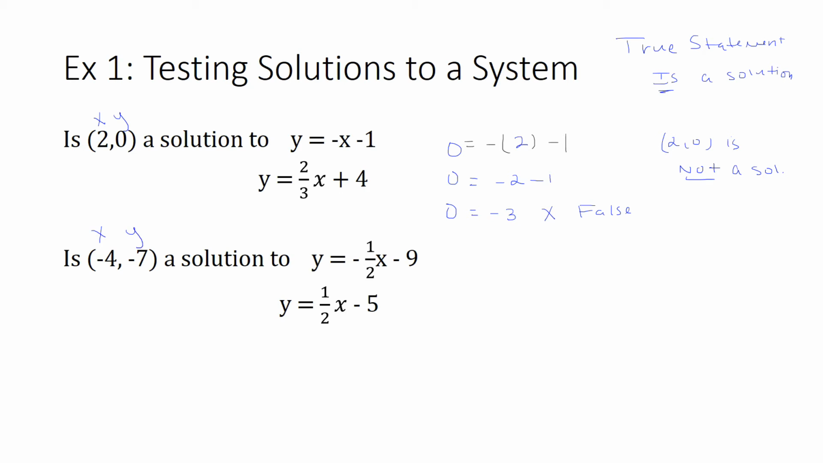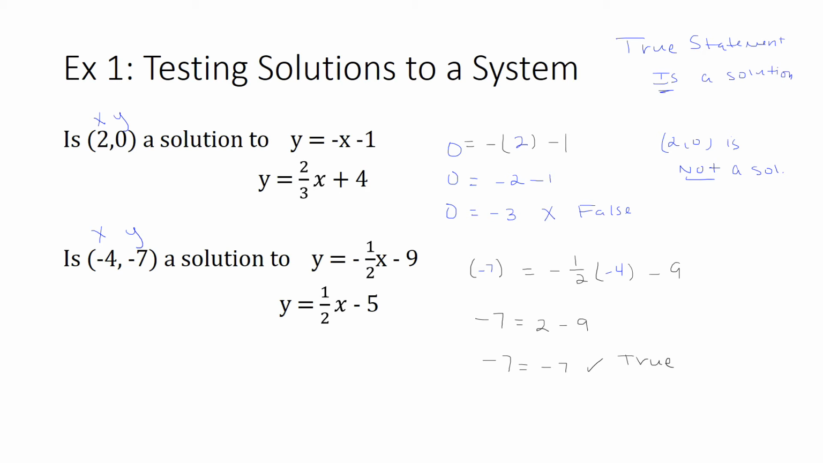Again, this is x and this is y. So we have y is equal to -1/2 x minus 9. Plug it in. Y is -7, x is -4. So simplify this. -7 is equal to -1/2 times -4, which is going to give you a +2, minus 9. -7 is equal to -7. Well, that's a true statement.